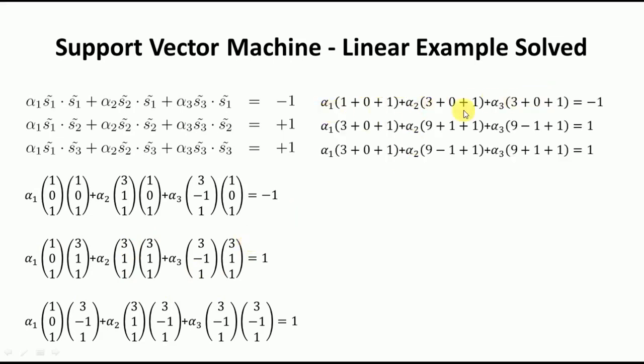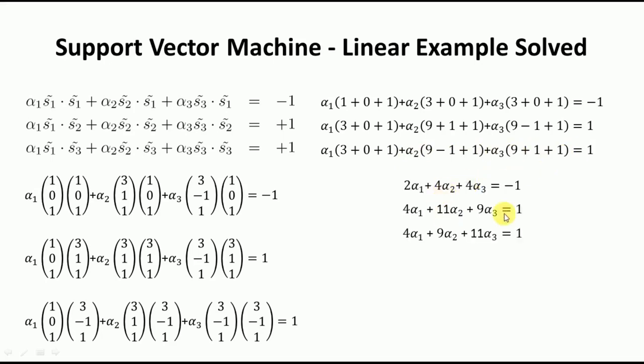We will get something like this: alpha 1 times (1 plus 0 plus 1), alpha 2 times (3 plus 0 plus 1), and alpha 3 times (3 plus 0 plus 1). So this is the first equation. In the same way we will get the second equation and then the third equation. Once you get these three equations, we simplify again: 1 plus 0 plus 1 is 2, so 2 times alpha 1 plus 4 times alpha 2 plus 4 times alpha 3 is equal to minus 1; 4 times alpha 1 plus 11 times alpha 2 plus 9 times alpha 3 is equal to 1; 4 times alpha 1 plus 9 times alpha 2 plus 11 times alpha 3 is equal to 1.